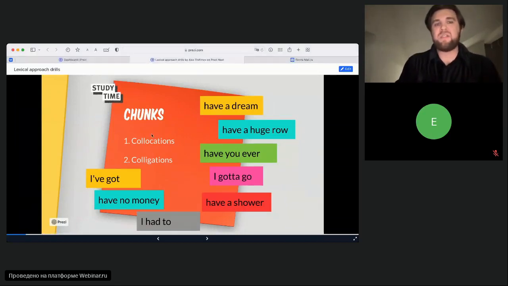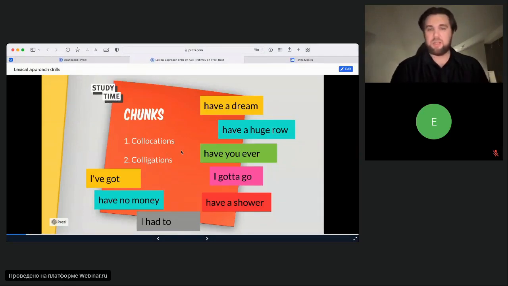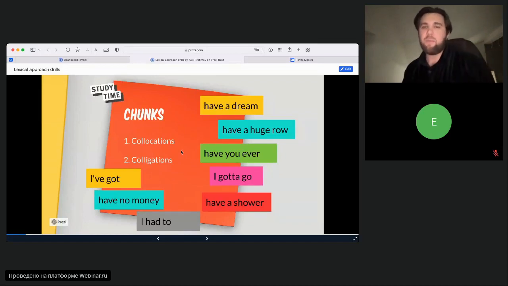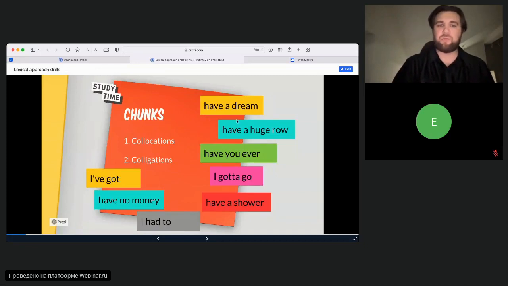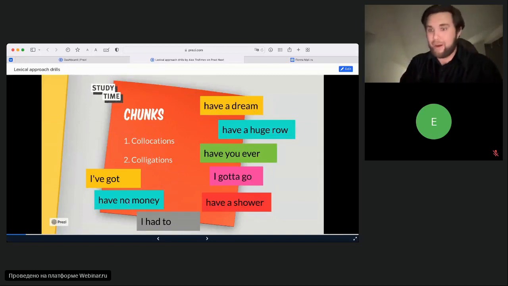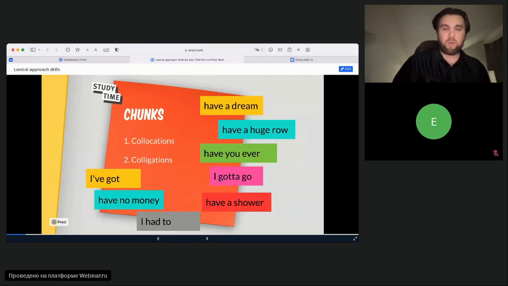So in the basics of lexicology, collocations are phrases and expressions which are united by lexical meaning, by semantics. So it means that if you just divide them, they may have different meanings which are not connected in any way. So here we have the pure examples of collocations, which are have a dream, have a huge row, have a shower, have money, have no money, but this is a tricky one. So these are collocations.